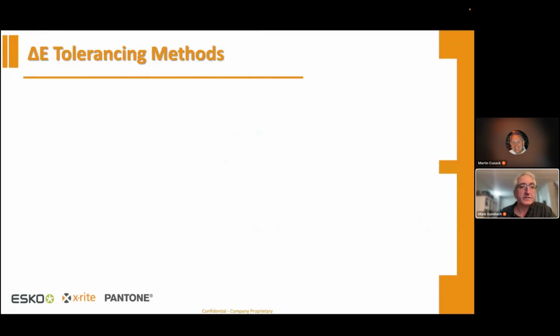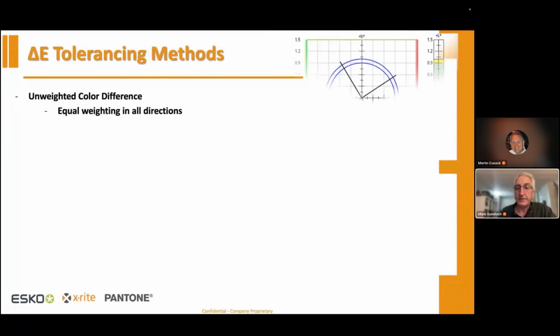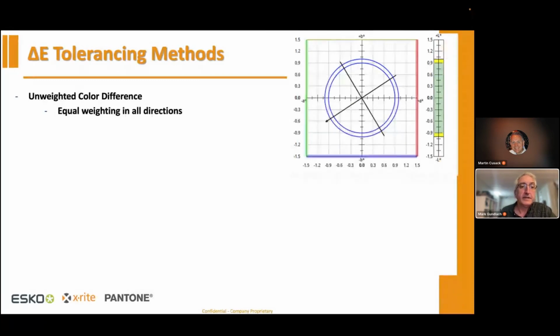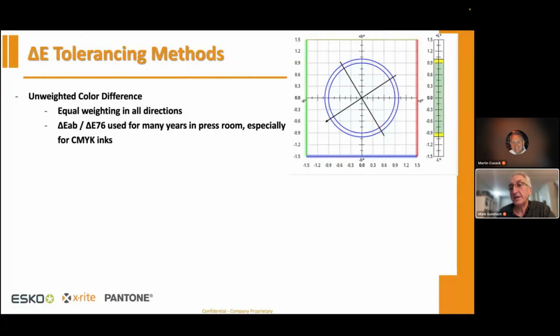So there are different tolerancing methods. There's an unweighted method, okay, which means equal in all directions. This would be our traditional just delta E, or sometimes you'll see it as delta E AB or delta E 76. This was used for a lot of years in our press room, especially for your CMYK tolerancing, ISO specified to use delta E and so on, okay? It means you pick your point, and in any direction, an equal amount. So it's an unweighted or uniform direction.